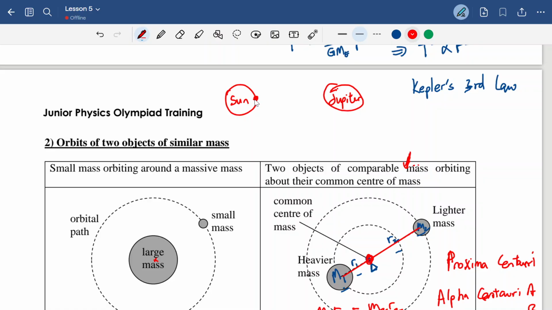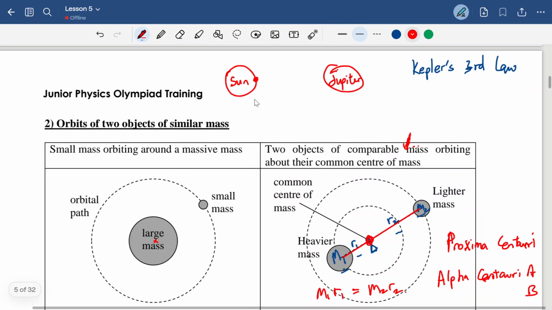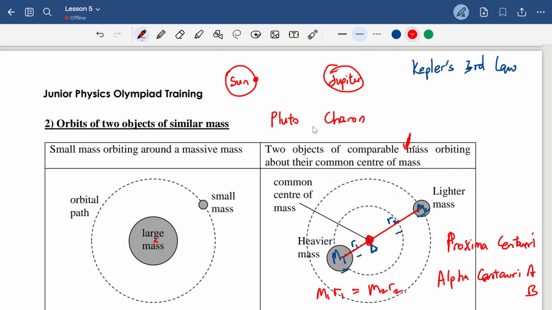But Jupiter is large. The other system is Pluto and its moon Charon. I think it's pronounced Sharon. I don't know if it's Charon or Sharon, maybe I should go and find out. So Pluto and its moon, the mass is quite similar, and they also orbit around their common center of mass, as they also orbit around the Sun. Pluto has 5 moons. This is one of the bigger moons.